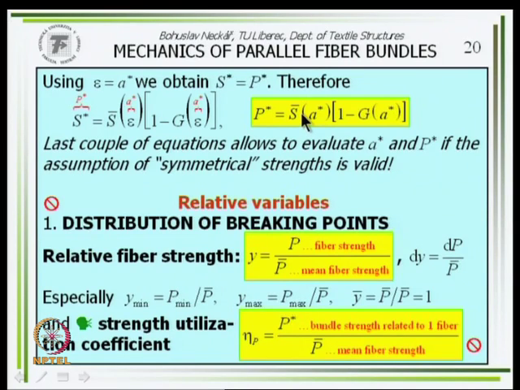And using this expression, which was derived earlier, we obtain the force per one fiber at the moment of break of the bundle. So the last couple of equations allow us to evaluate A star and P star if the assumption of symmetrical strength is valid. It is the way to solve the break of the bundle.